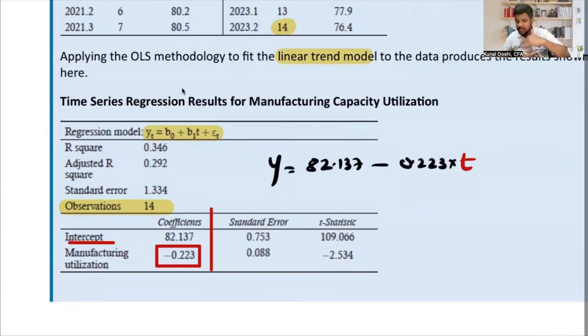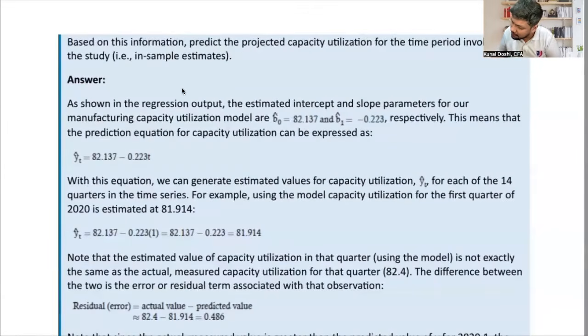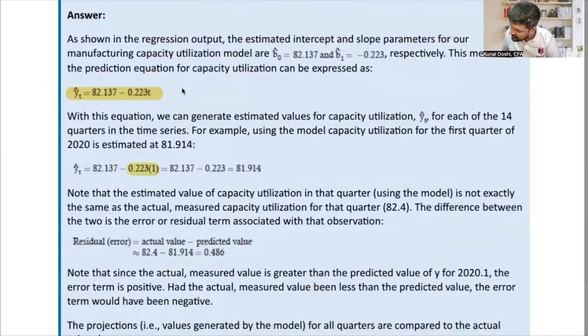The predicted value will keep going down, down, right? So based on this information, predict the projected capacity utilization. We have the actual. And you know the difference between actual and projected is what we call error, right? So this is our equation. We will put the T for one period. We'll get the value. This way we can find the value for each.